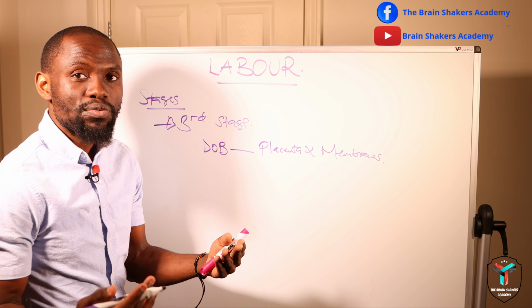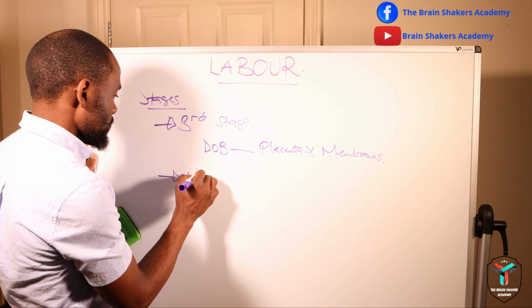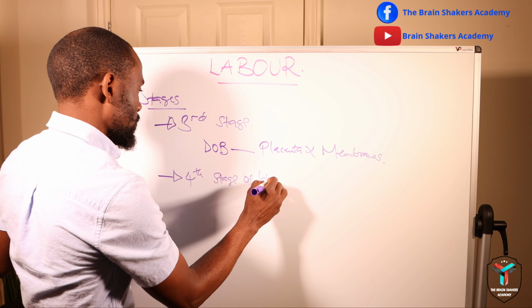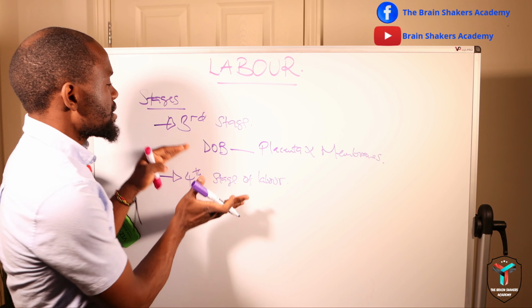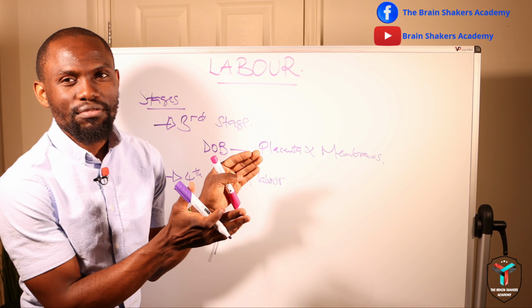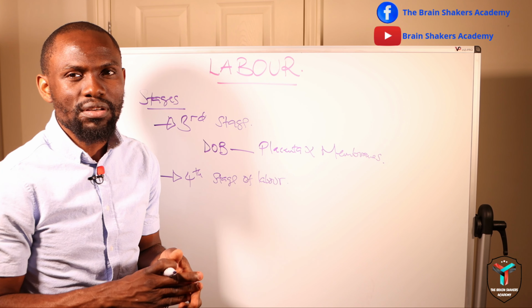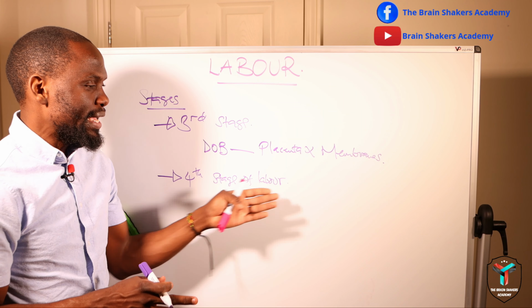Then you move into what we often call the fourth stage of labor. Okay, so the fourth stage of labor, in most times, is actually combined with the third stage of labor, and that's why we say we have three main stages of the process of labor. So the fourth stage of labor is basically from the delivery of the placenta and membranes to a state where you have actually achieved homeostasis.